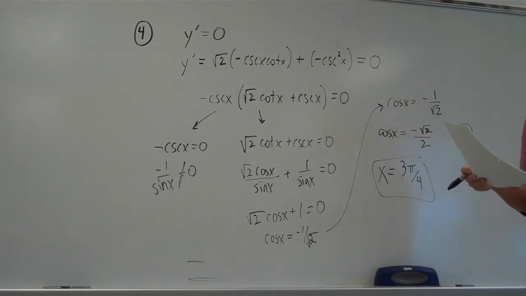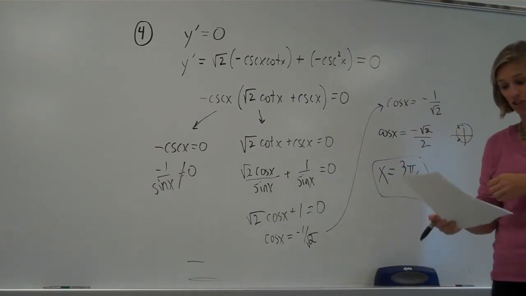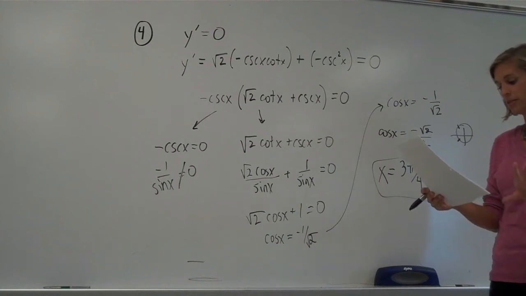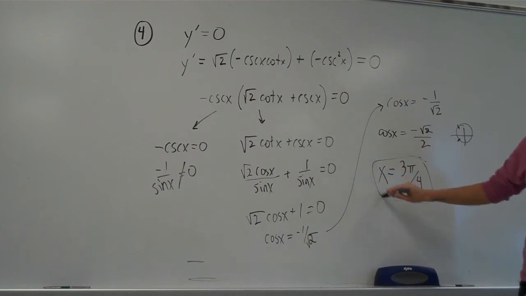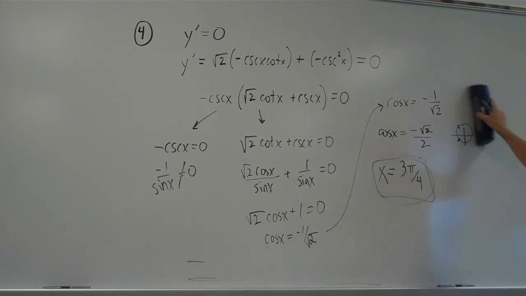So the question asks, find the equation for the horizontal tangent line. I know that the horizontal tangent line happens when x equals 3 pi over 4. So I'm going to erase this for a second and have that.